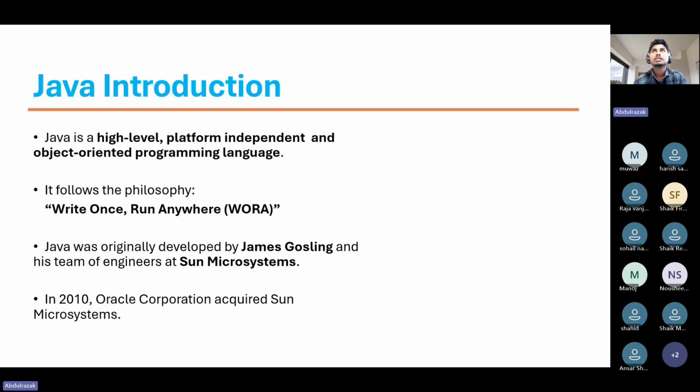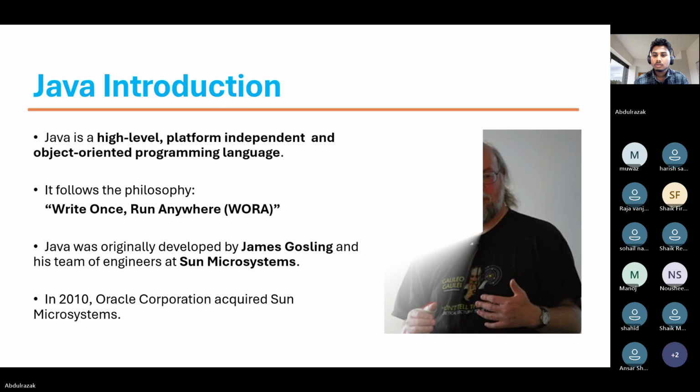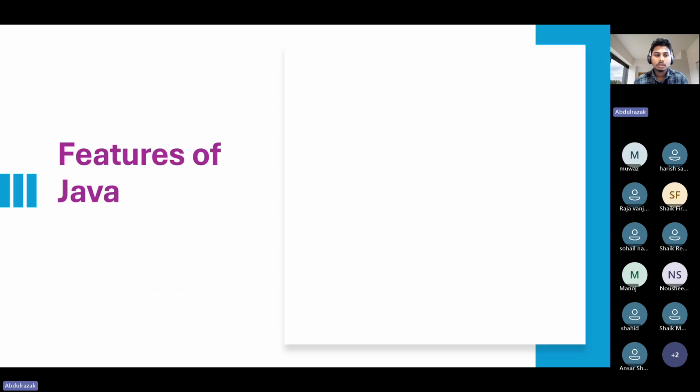Currently, JDK 26 is there. In future, they are going to release JDK 27. Also in the year 2010, Java was acquired by the Oracle company. Now all these Java updates are handled by Oracle only. So he is James Gosling.